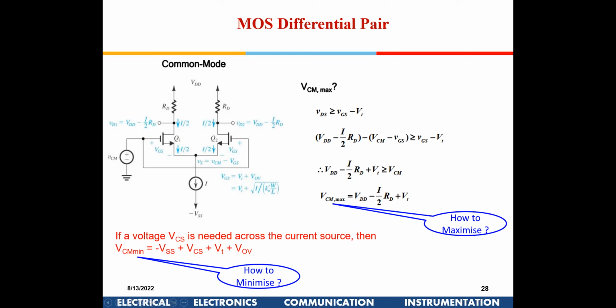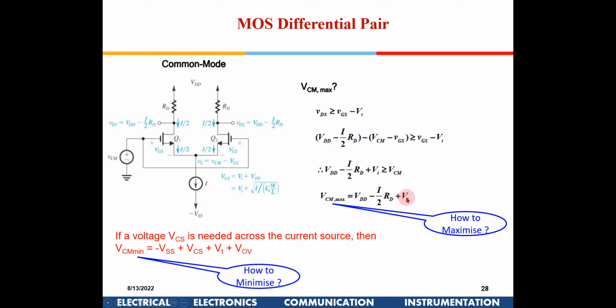Is it okay? Right? So if I increase RD, the differential gain will increase, but if the differential gain increases, then the dynamic range, the input common mode range, decreases. Similarly, what is the minimum voltage I can give here? The minimum voltage is, if the voltage required for this current source to operate is VCS, this is minus VSS plus VCS plus VT plus V overdrive. What is this overdrive voltage? That is the overdrive voltage required to sustain this I by 2 current. So this sets the lower limit of the common mode voltage.